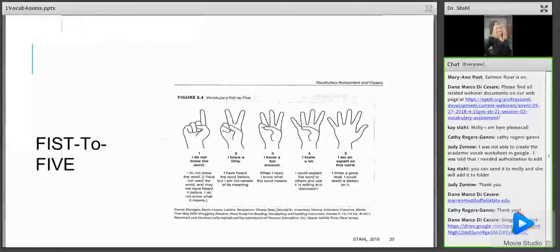You could do like I did: I could explain this word to Meg or to Miss O'Donnell, or I could explain this word to Miss Rogers-Gans. So I would make sure, maybe if you have a chart in your classroom, to have what each level of reporting knowledge means. And number 5, the whole hand up, is I know a great deal, and I could actually teach a lesson on it.